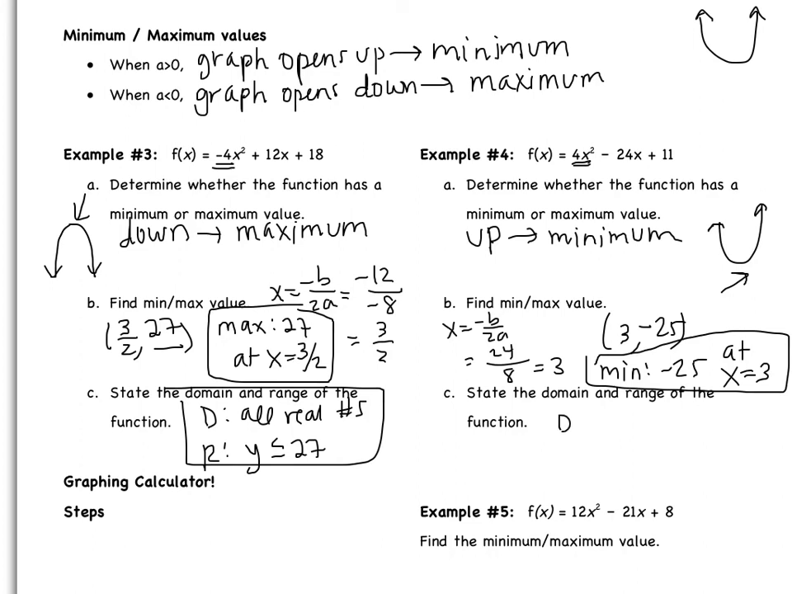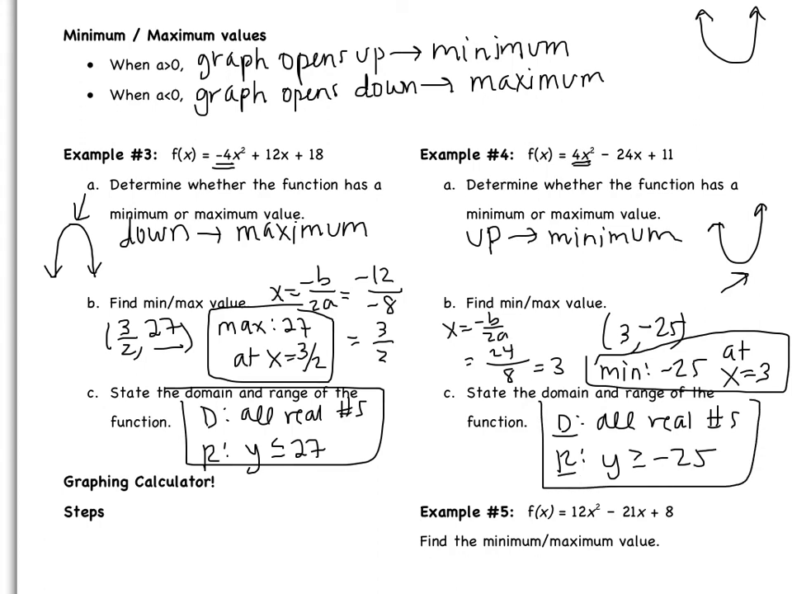Last thing, domain and range. Again, my graph is going to continue infinitely to the left and right, so your domain is all real numbers. X can be whatever it wants. Range is the more difficult one. So if we notice from our little sketch, y is going to hit a low point and it's going to get bigger. So y is always going to be greater than or equal to negative 25, because negative 25 is the low point that it hits.